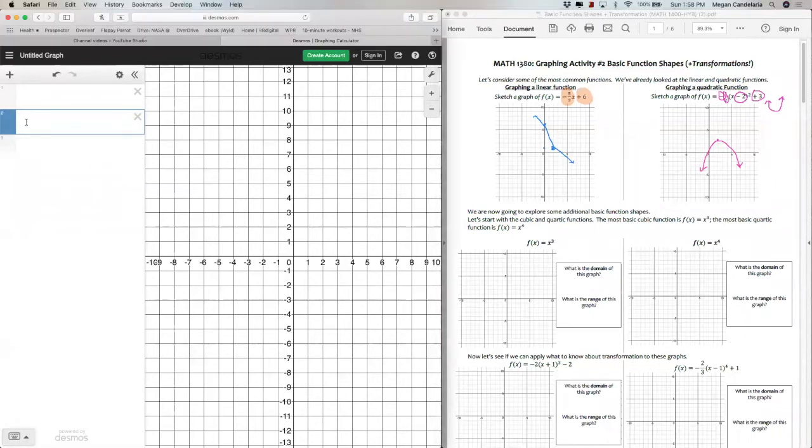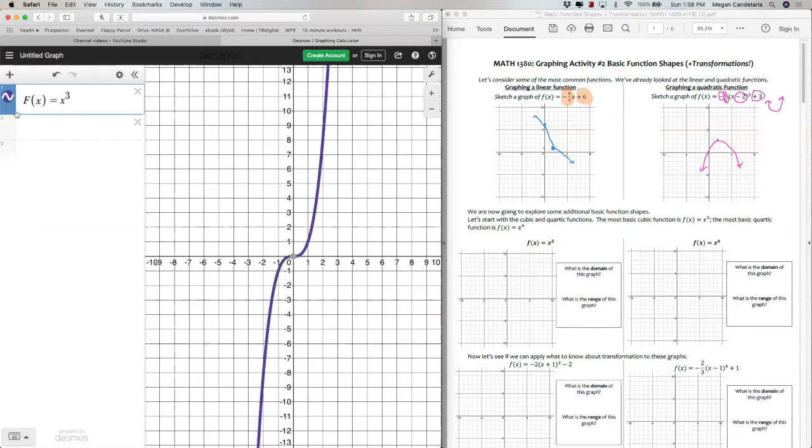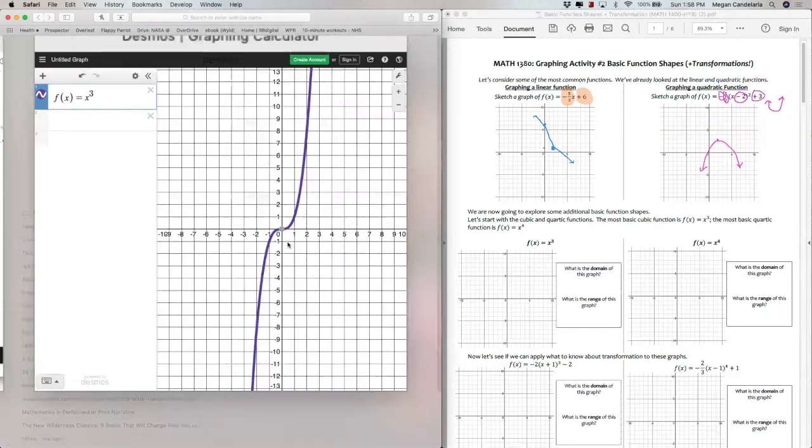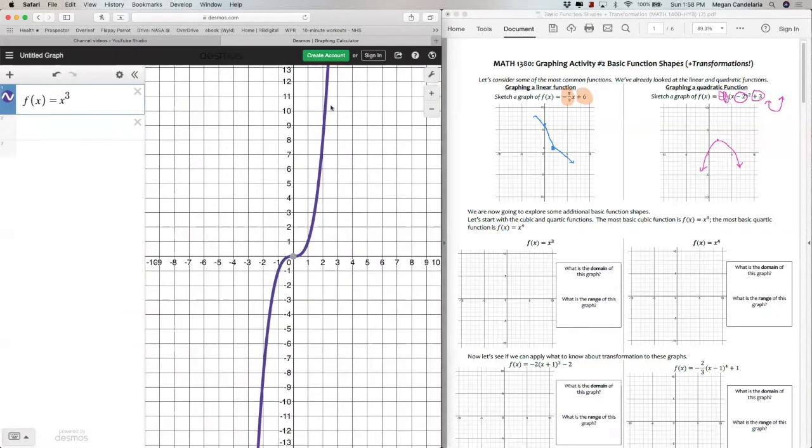So x cubed, if we sketch a graph of x cubed using Desmos, f(x) = x cubed. Here's a basic cubic graph. It has this shape that I call an S-curve. That's my terminology, not really general math terminology, okay? It starts at (0, 0) and goes up and down like this, okay?